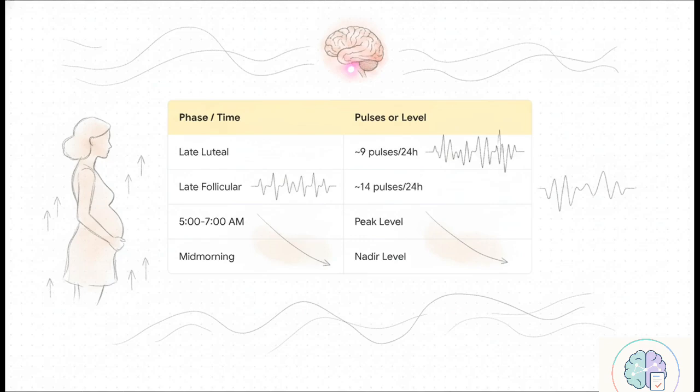It pulses at totally different frequencies depending on the phase of the menstrual cycle. We're talking about 9 pulses every 24 hours in the late luteal phase, ramping up to about 14 pulses in the late follicular phase. And it has a strict daily rhythm too.